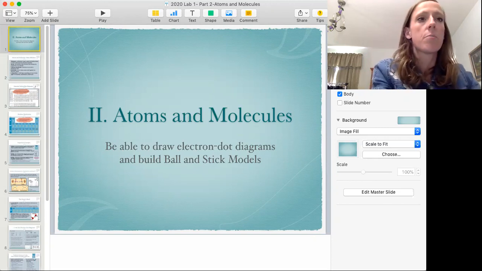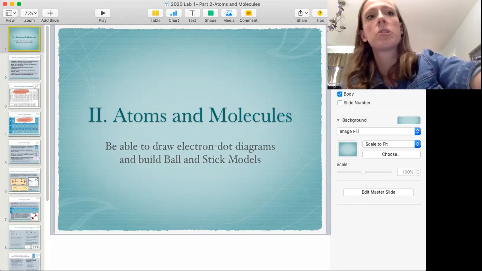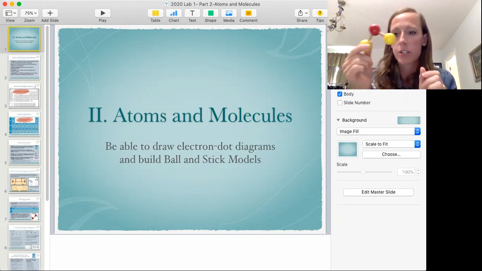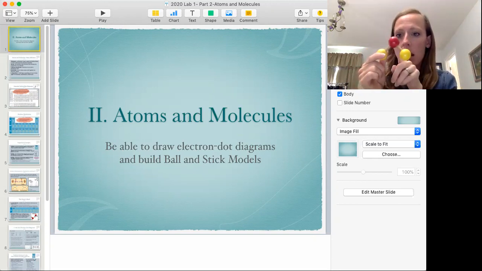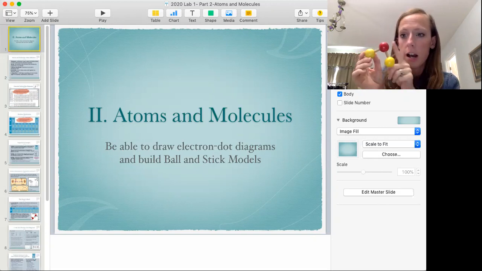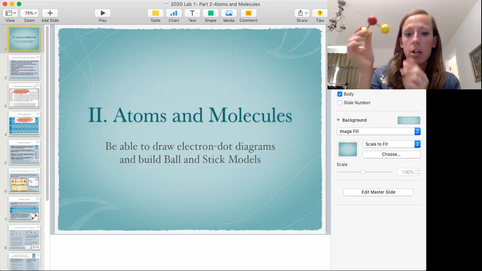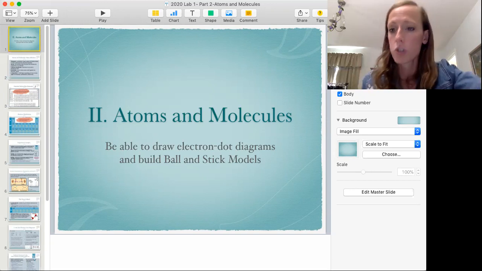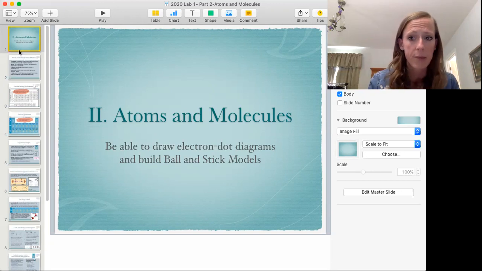And there are a lot of other molecules and compounds we want you to be able to build, but here are some basic ones. Here's 1 oxygen and 2 hydrogens, so oxygen is represented by the red, and hydrogen in this case is represented by the yellow. So we've got H2O, okay, so water. So these are our ball and stick models. Those are the 2 main parts of the lab today, of this portion.